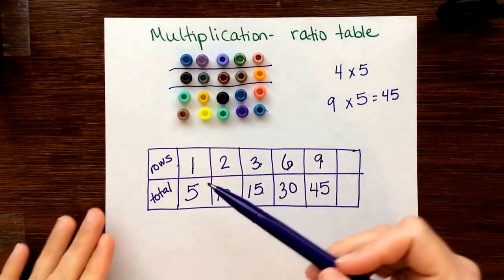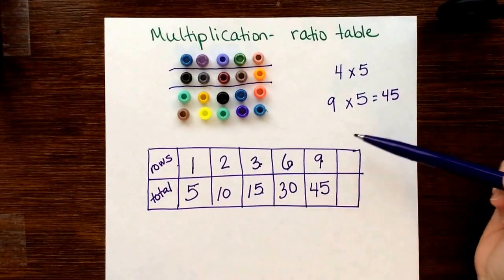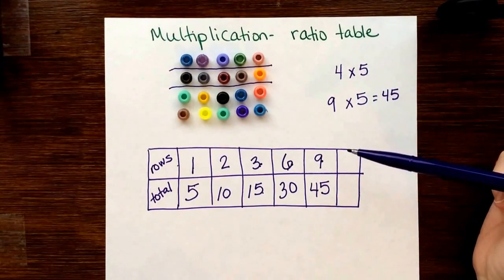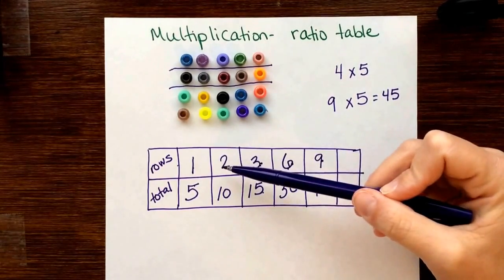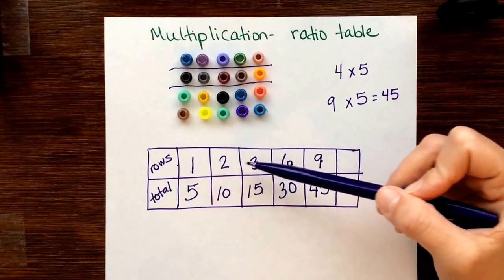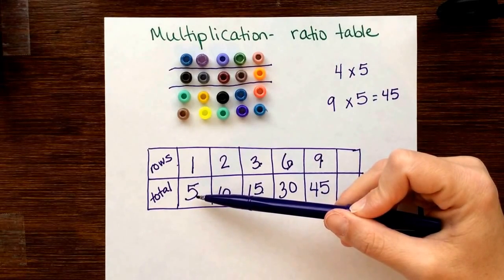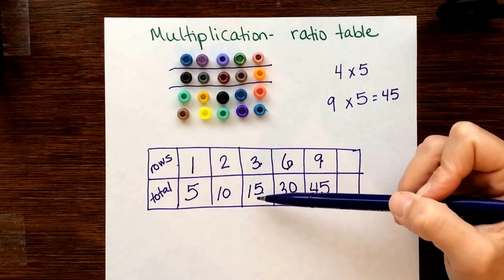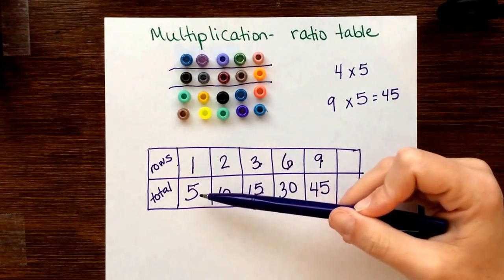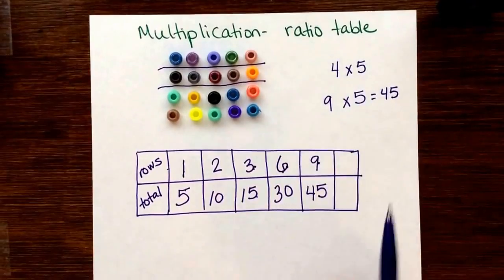Remember, the ratio table is not a count up 1, 2, 3, 4, 5, 6, 7, 8, 9, 10 sort of idea. The ratio table needs to be relying on the multiplicative idea that whatever your number of rows times the number of things in a row will give you the answer. And that can either be using your facts or using numbers that you already have.